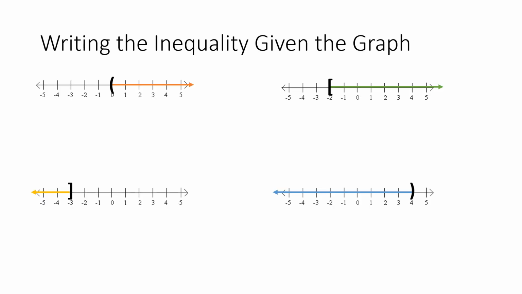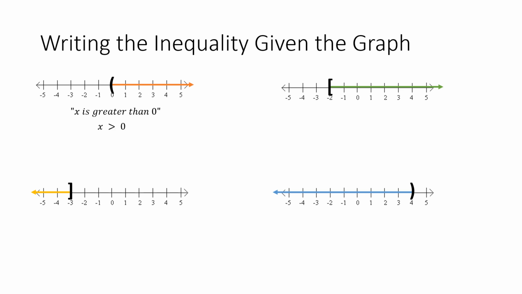So let's write some inequalities given the graph. I'm also going to be showing you how to write it in interval notation as well. And so let's look at the first line here. At the orange line, we have a parentheses at 0. So what that means is that 0 is not going to be a solution to that inequality. Our line is going to the right, so it's going to the positive direction. And so I'm going to say that x is greater than 0 here. And so I'm going to write that as an inequality.